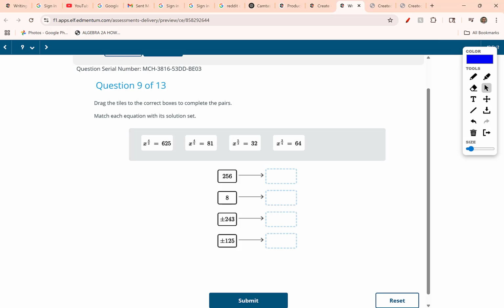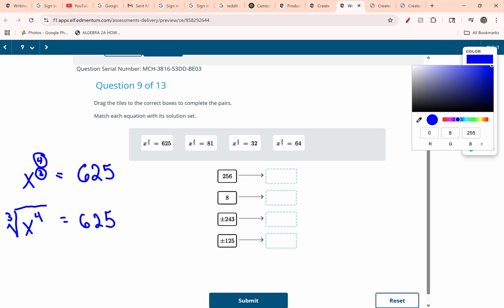All right, question 9. Match each equation with its solution set. Easiest way would be to work this one backwards, but I'm going to go ahead and convert all of these to radical form since that is the name of these lessons. So let's start with x raised to the 4 over 3 power equals 625. The top number is the exponent for the x, and the bottom number is the index. So it's the cube root of x to the 4th equals 625.